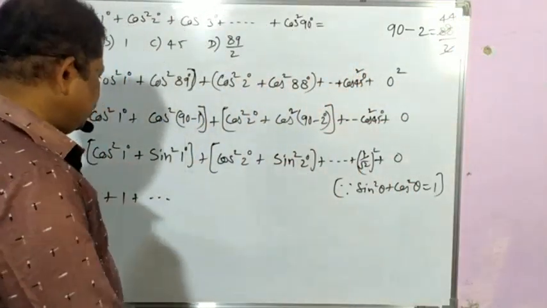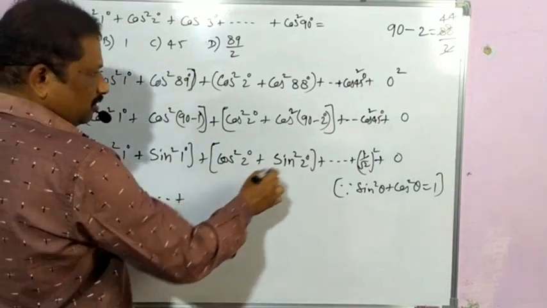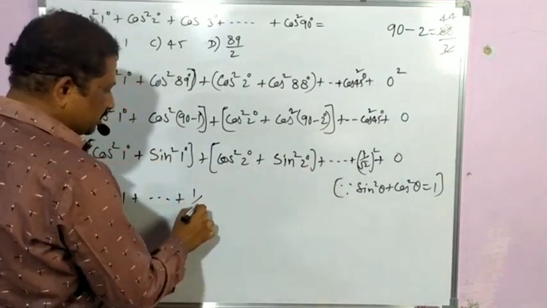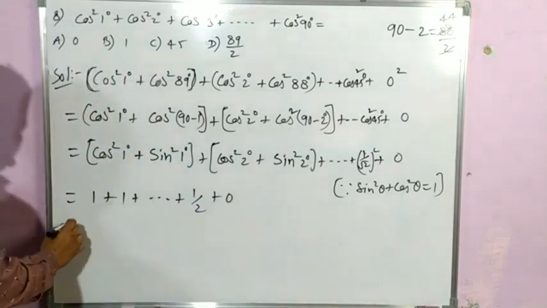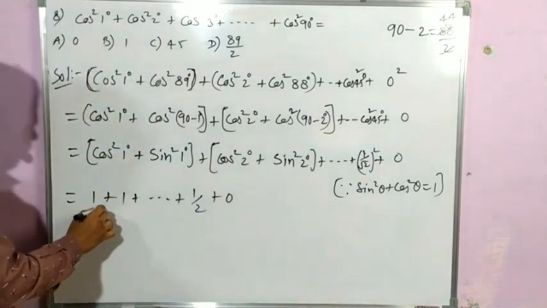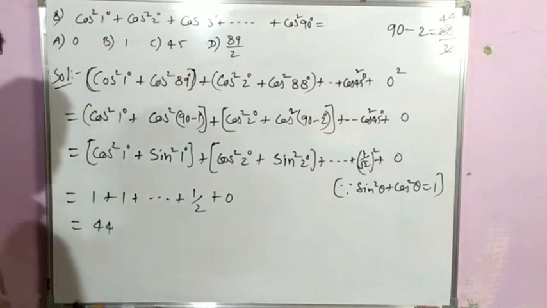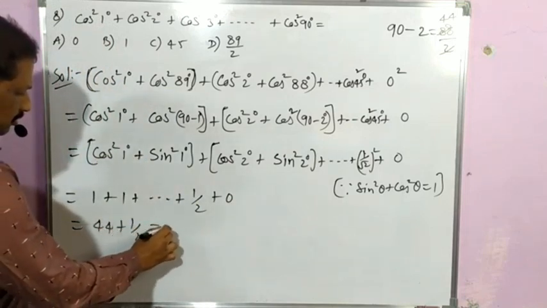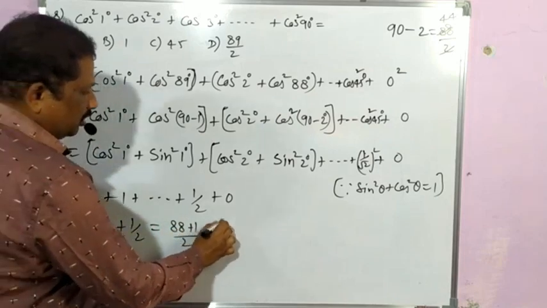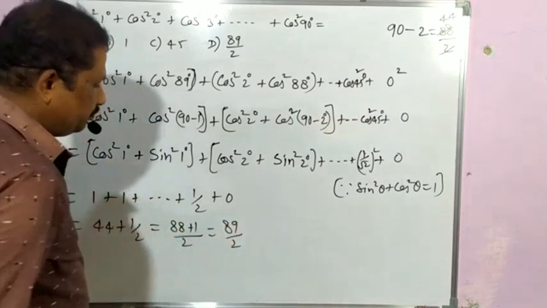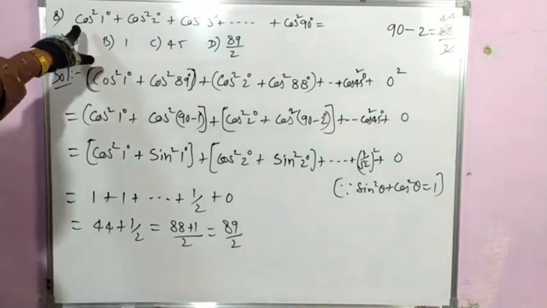So 44 pairs. Plus this one is square, so the root gets cancelled, half plus 0. So how many pairs will we get? 44. So 1 plus 1 plus 1, 44 pairs, plus half. So 88 plus 1 by 2, that is 89 by 2. Is it clear?